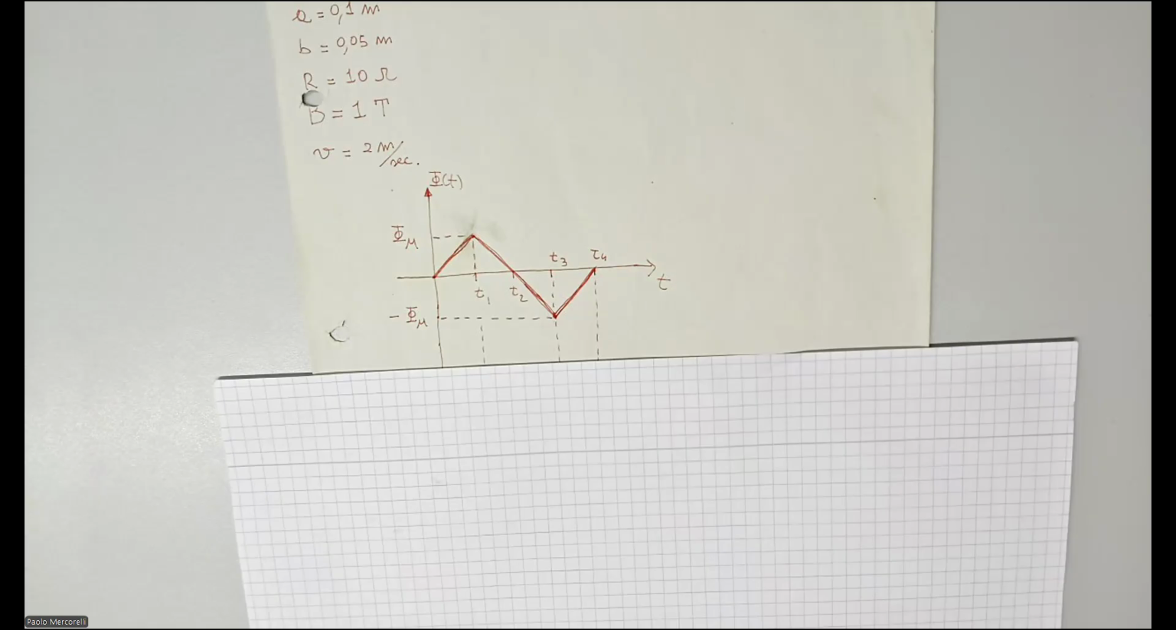So it's the maximum, which could be interesting for some reason. So zero. T3 is the maximum, but negative. This is the minimum. T4 is the time in which the flux is zero again.